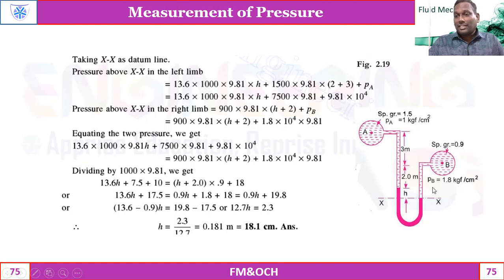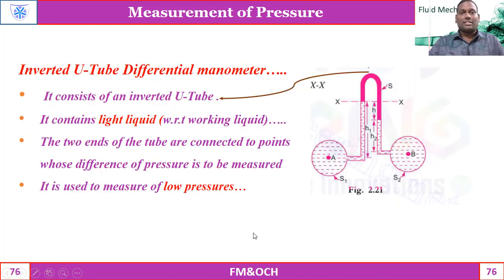Now the pressure in the right limb should also be worked out like that. It is nothing but the density 900 into acceleration due to gravity 9.81 into h plus 2, plus PB. So equating the two pressures, we must equate this and this, so that finally h we need to calculate, and h is nothing but 18.1 centimeters. So the difference of mercury is nothing but 18.1 centimeters.